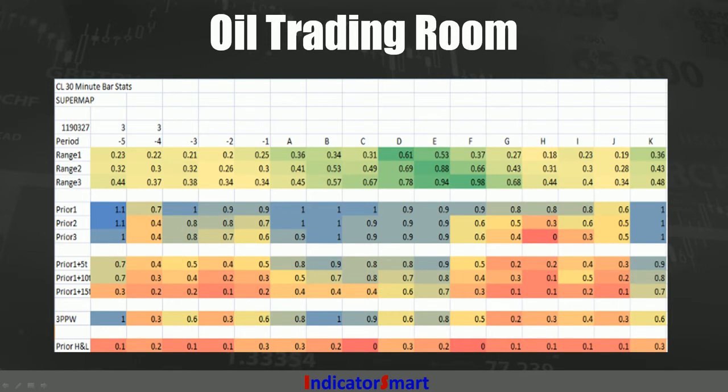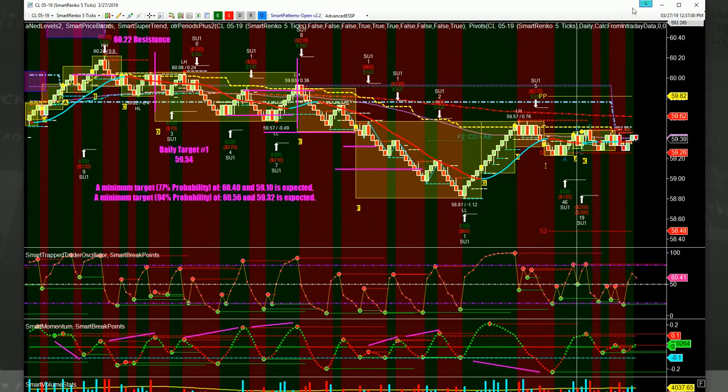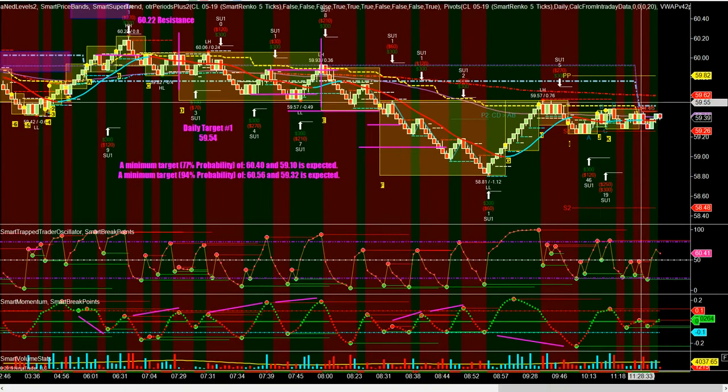So let's take a look at a chart for today. This is today's chart. First thing that we had right off the open this morning was we had resistance at 60.22. And we know if the market goes to that, it's likely to get consolidation or reverse off of there initially. And that's what it did, to the tick.